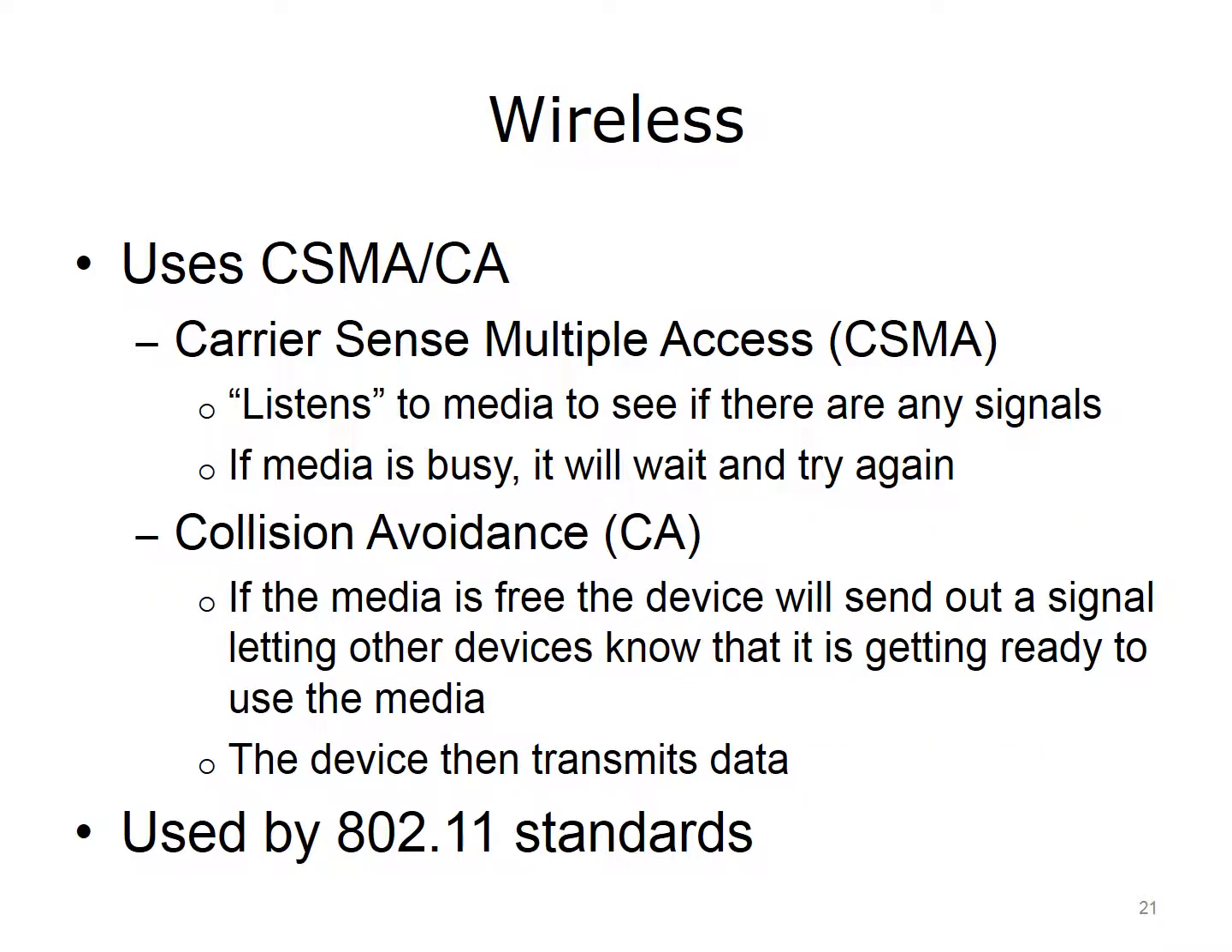Slide 21. Ethernet uses Carrier Sense Multiple Access Collision Detection, CSMA/CD. The device that has data to send will listen to the media to see if there is any signal being carried on the media. Remember, media is the cable carrying the data. If there is a signal on the media, it means that a device is already transmitting data, and that device must wait and try to send its data later. If there is no signal, the device can transmit the data by putting a signal on the media.